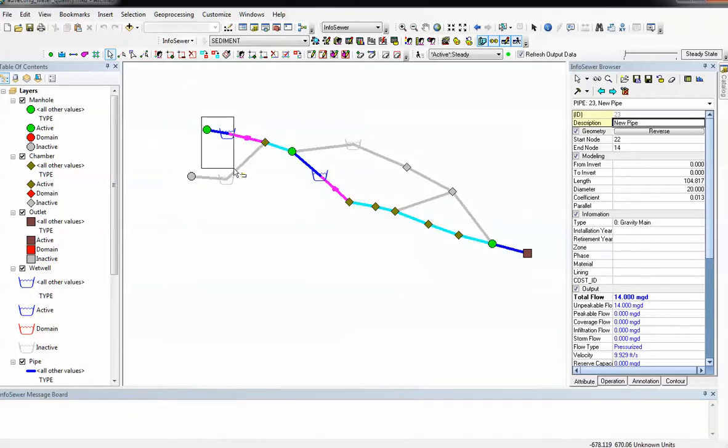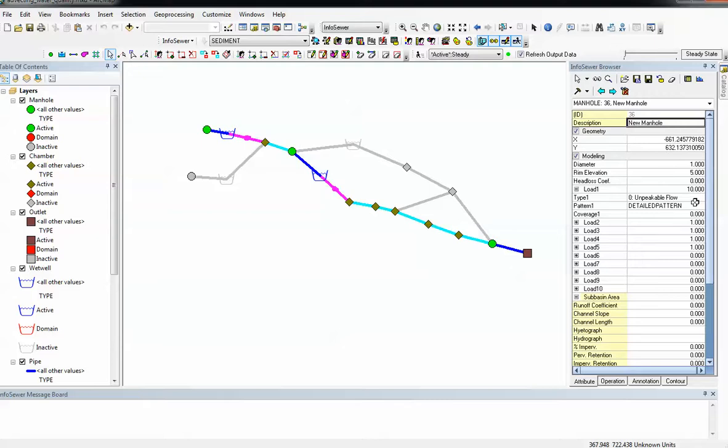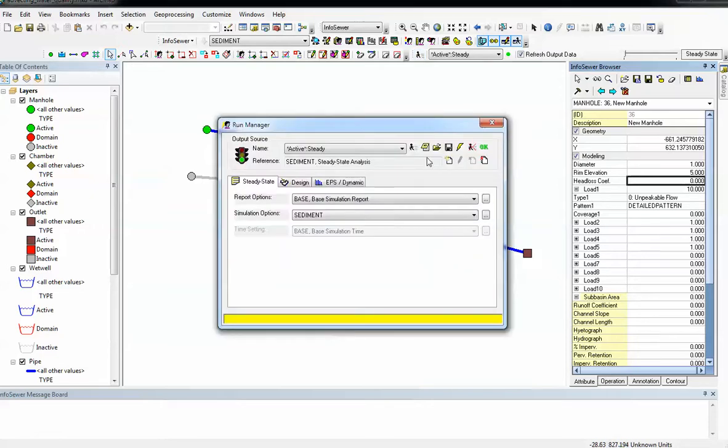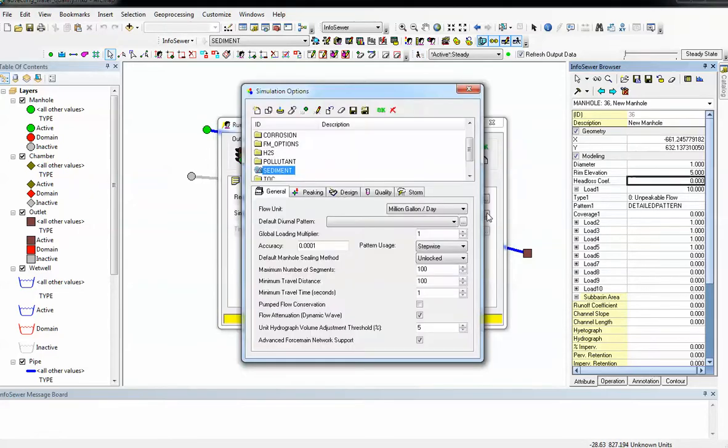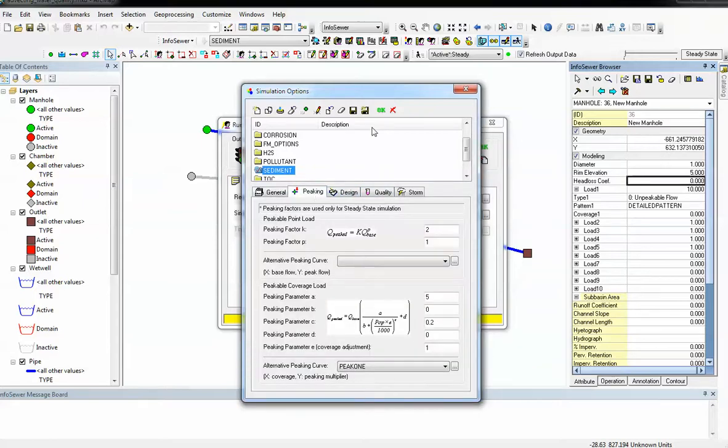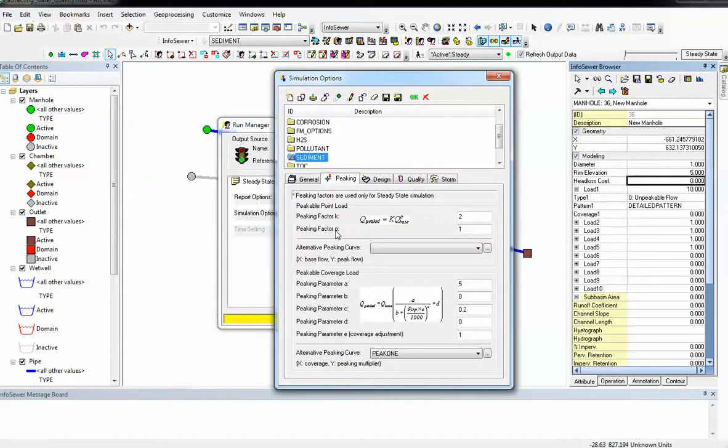Well, if we look at our loading manhole, basically our options are, you have up to 10 loads. The loads can be unpeakable, peakable, base, peakable coverage. If it's unpeakable, it's just like a standard constant flow times the pattern. And what determines how the peakable works is you go over here to simulation again, go over to peaking, and you set in a peaking factor here. So this is your peakable point load.